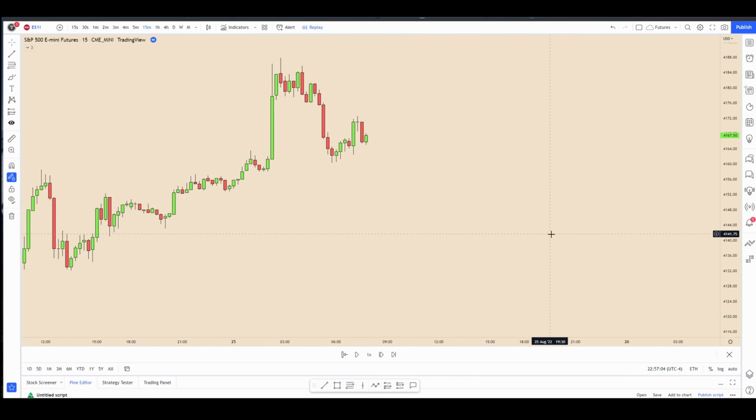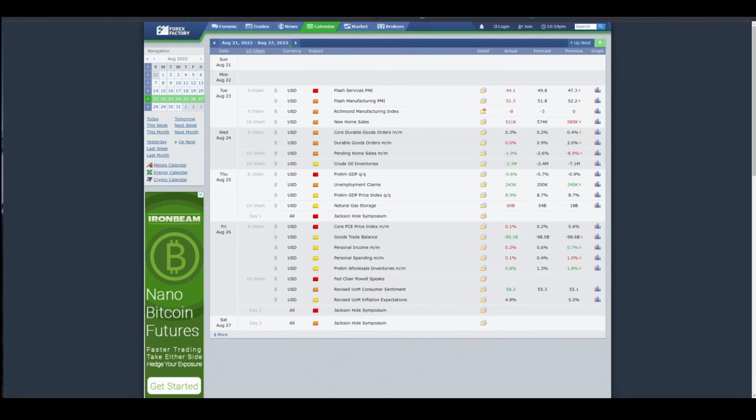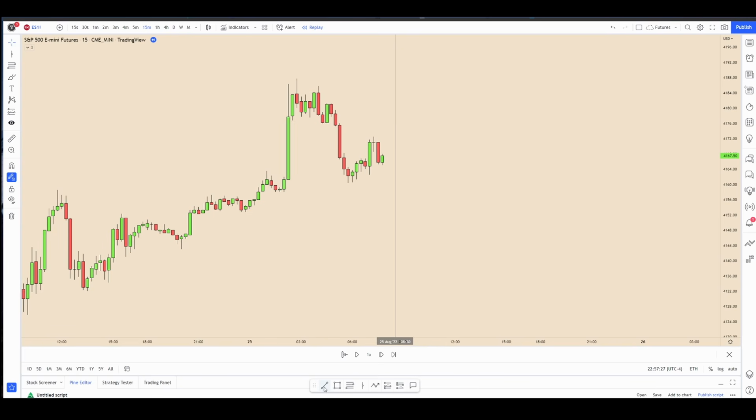So from the 15-minute chart, the very first thing I will do is go to an economic calendar, such as forexfactory.com. You can see we have high impact news at 8:30. So going back here, I will go to 8:30, mark it off. The next thing I will do is mark off obvious highs and lows, right? So for example, we have a high there, and then we have lows here.